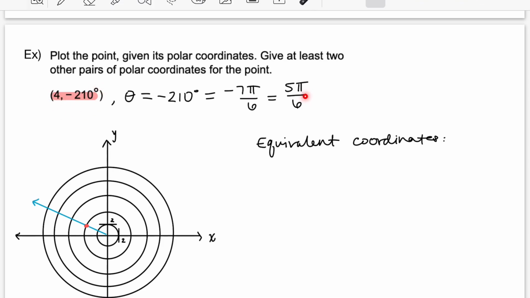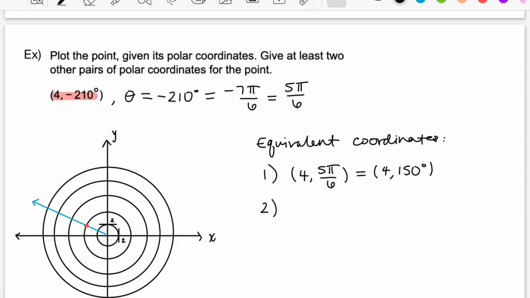Now we just showed actually that r, theta is going to be the same thing as this guy over here. So one pair of equivalent polar coordinates could be 4, 5 pi over 6. And if we wanted to write this in degrees here, this would be 4, 150 degrees.